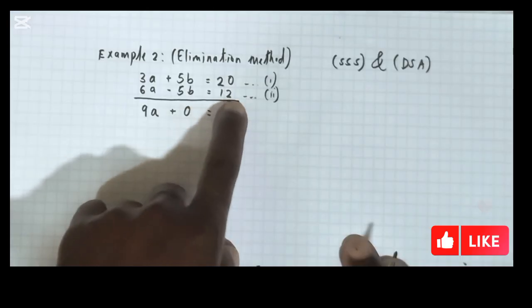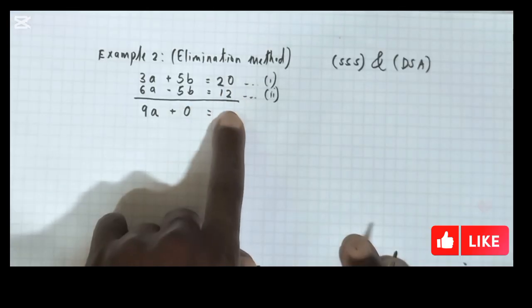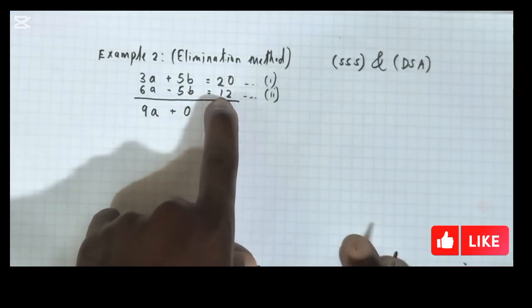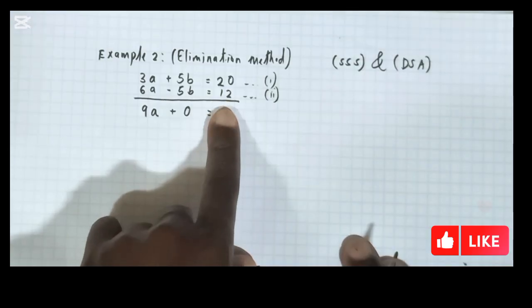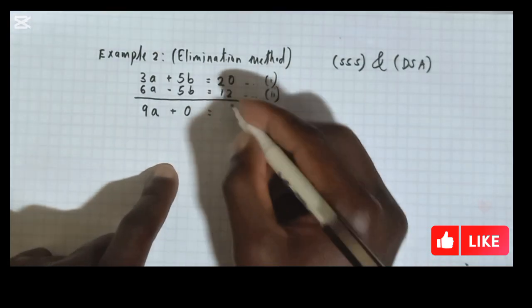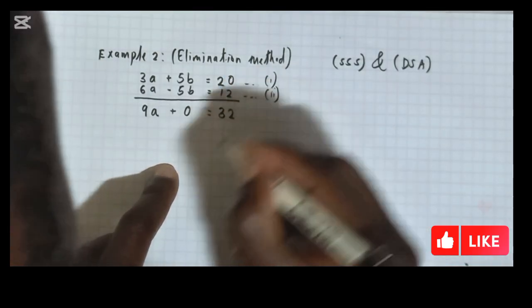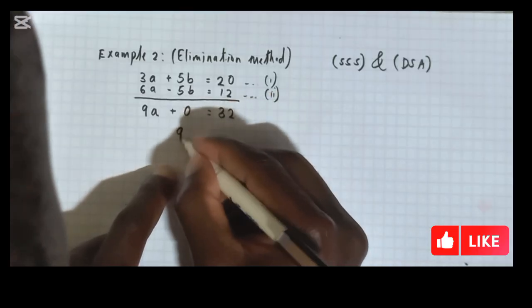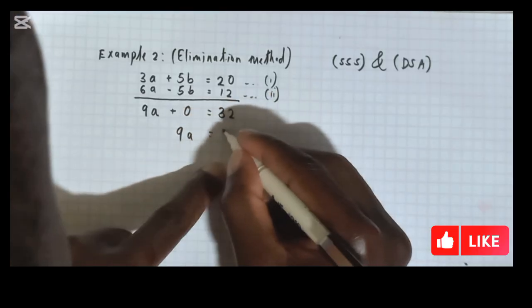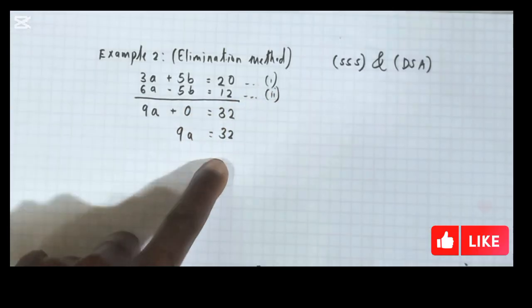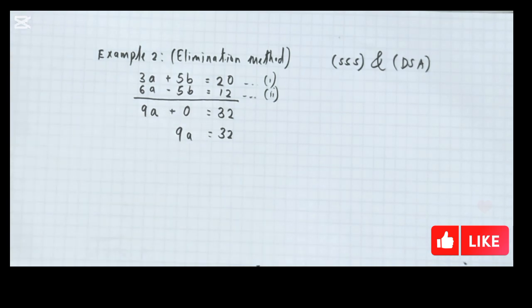We continue by taking 20 plus 12, because we are adding equation 1 and 2. So 20 plus 12 gives us 32. This simplifies to 9a equals 32, a much simpler version of the equation that we can then go ahead and solve.